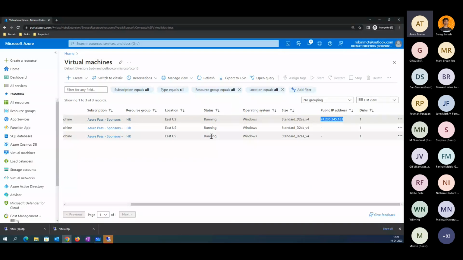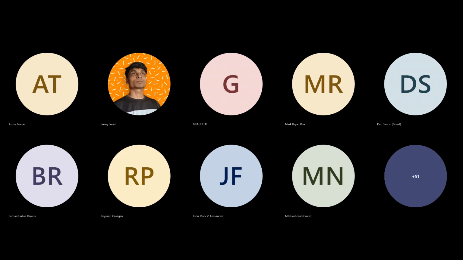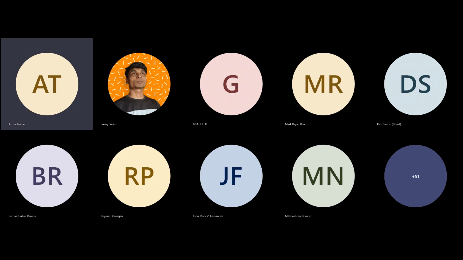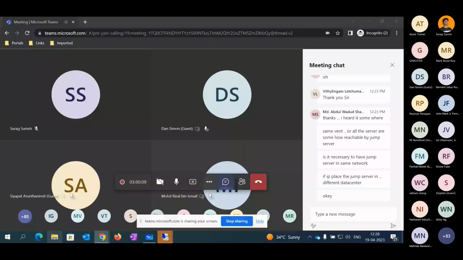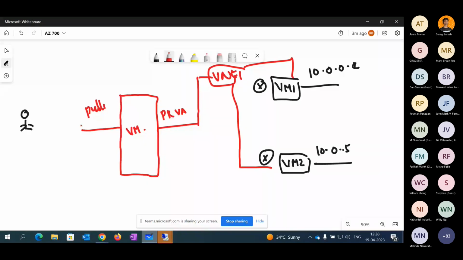Now, if anyone wants to communicate to VM1 or VM2, how will this be connecting? Users will be connected to the jump server first with the help of a public IP address. I'll take an RDP first here. Once the connection is there, again I will take an RDP from here using a private IP address.